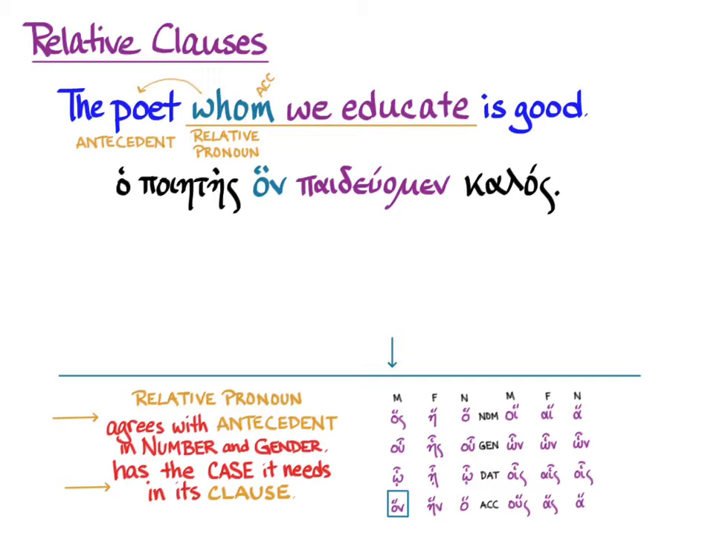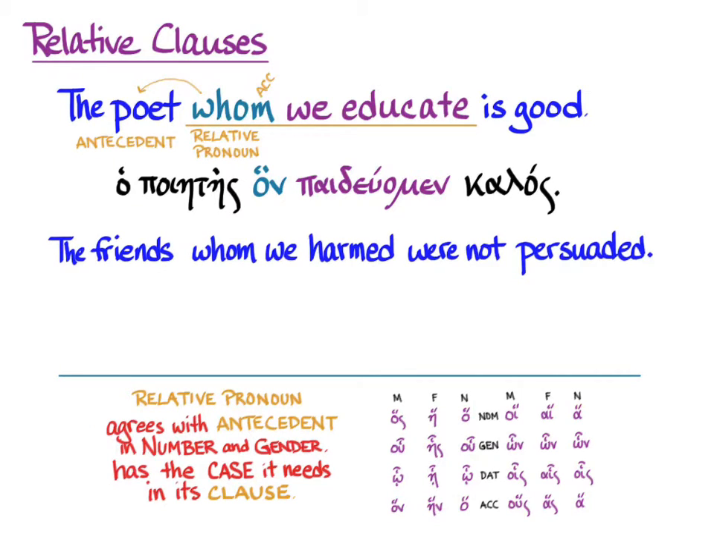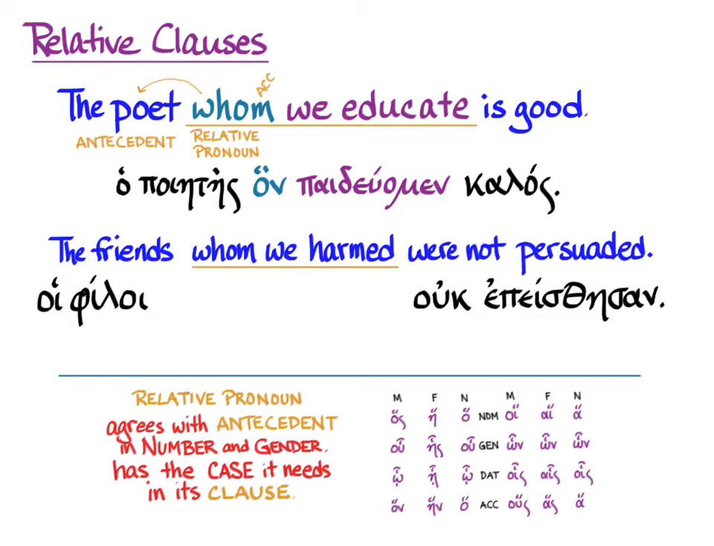Just one more example. The friends whom we harmed were not persuaded. Whom we harmed is the relative clause. Now to translate into Greek. Let's do the main clause first. Hoi philoi ouk episthesan. The friends were not persuaded.